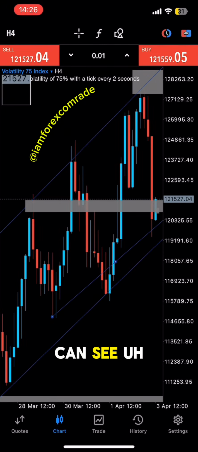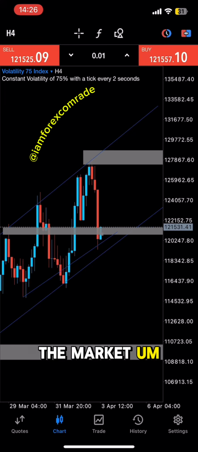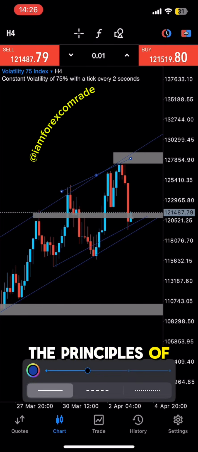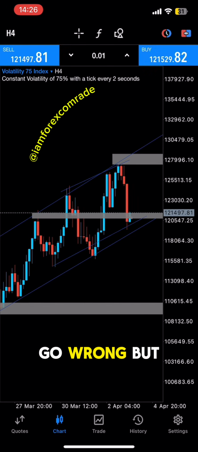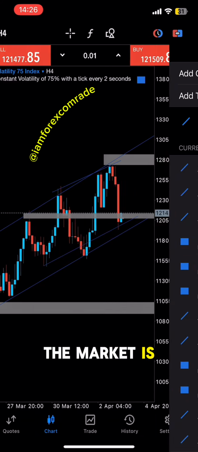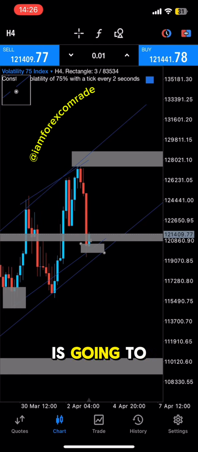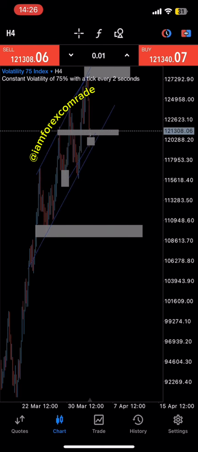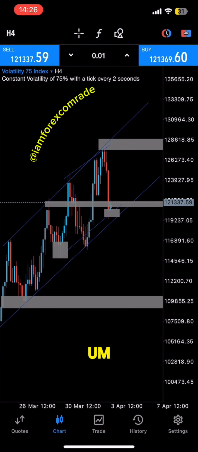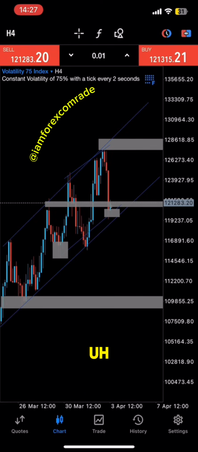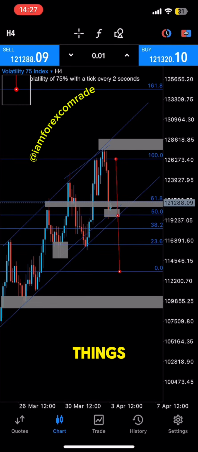Anyway, as you can see, the market is quite complicated, but as long as we know the principles of a rising wedge, we can never go wrong. But however, the market is at two resistance levels, so even though we know that the market is going to break to the downside, it is actually going to face some resistance. As you can see, those two shadow zones are marking the two shoulders of a head and shoulder pattern. And then once we understand those things, we can never go wrong.